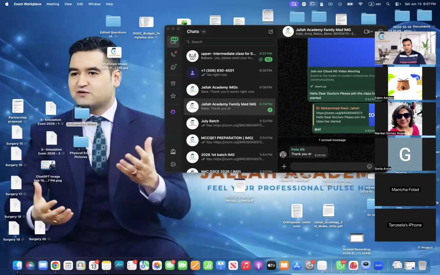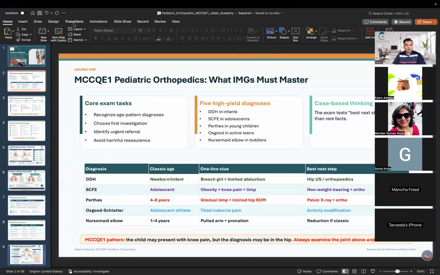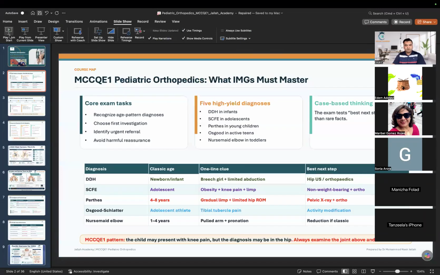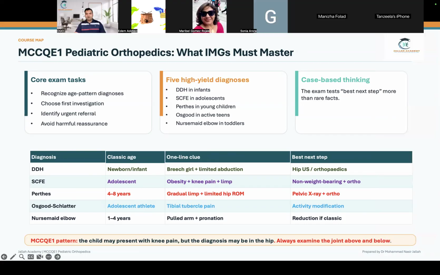Today, we are going to cover pediatric orthopedics, very commonly tested. Let me make a slideshow. Here we go. All right. So MCQ 1, pediatric orthopedics. Please remember that this is very commonly tested, very, very commonly tested. I cannot insist enough on this topic that you shouldn't be missing any pediatric orthopedics, especially this part that we are doing the lecture today.